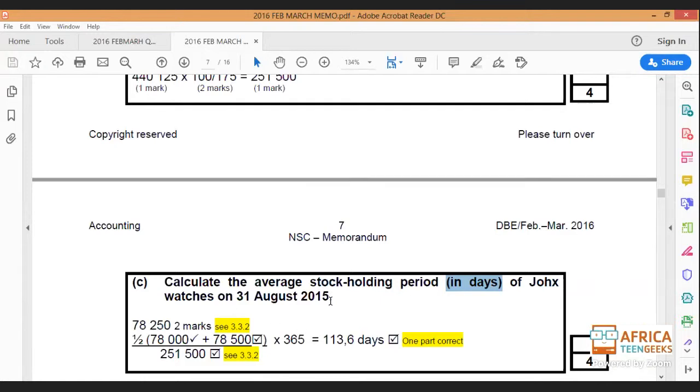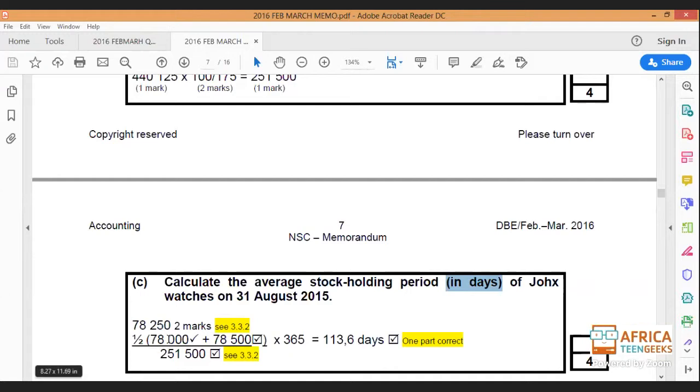Meaning now, this stock, what does it mean? It means how many days, your stock holding period, how many days do you hold your stock before you can go buy new stock? 113 days. So it's approximately 114 days. So your stock stays on the shelves, you hold it on your shelf for 114 days before you can go buy another stock, basically, right? Or before you can sell, before you can buy another stock.